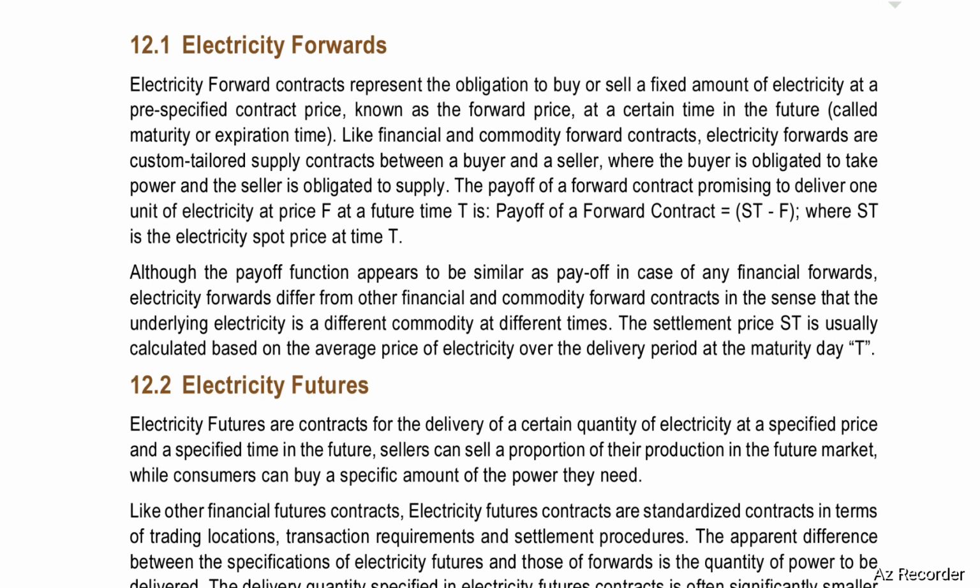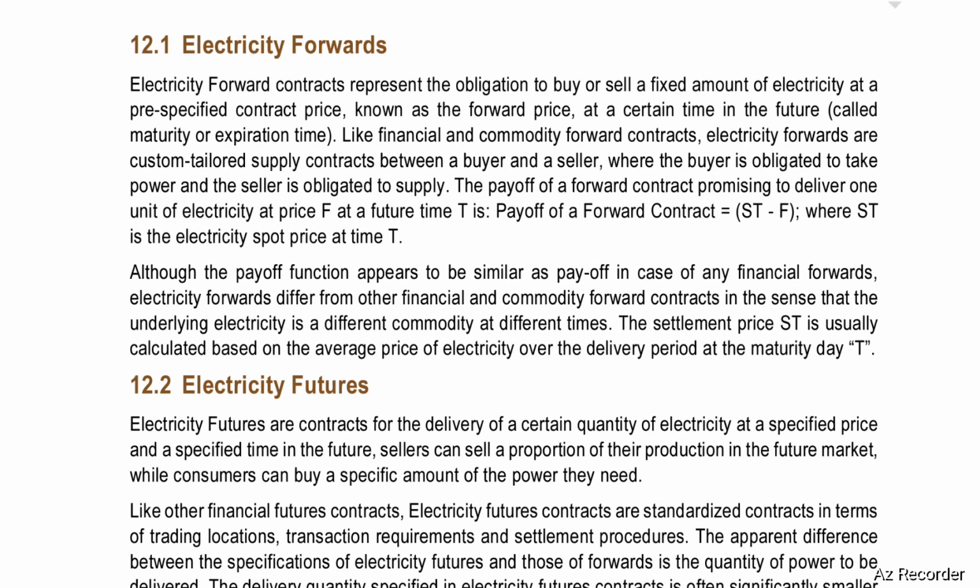The payoff of a forward contract promising to deliver 1 unit of electricity at price F at a future time T is ST minus F, where ST is the electricity spot price at time T.